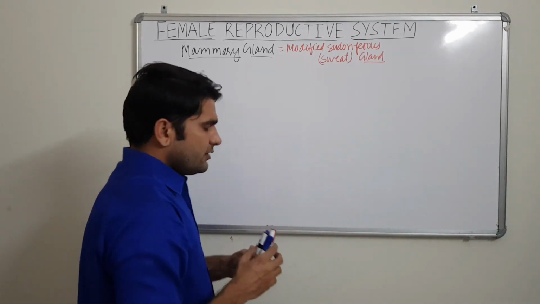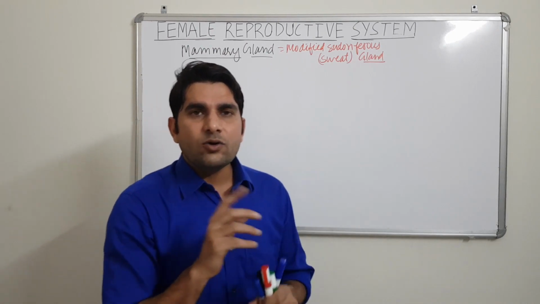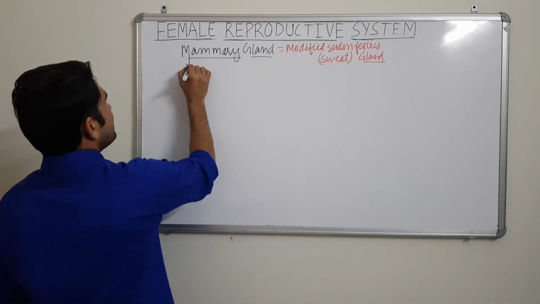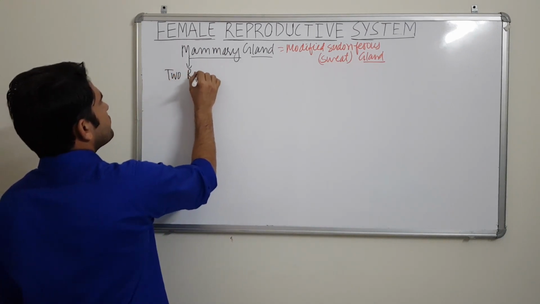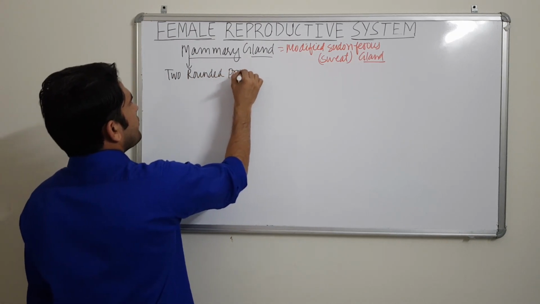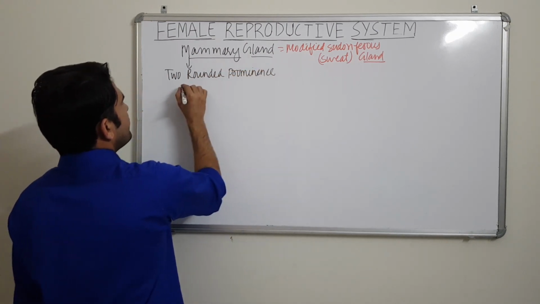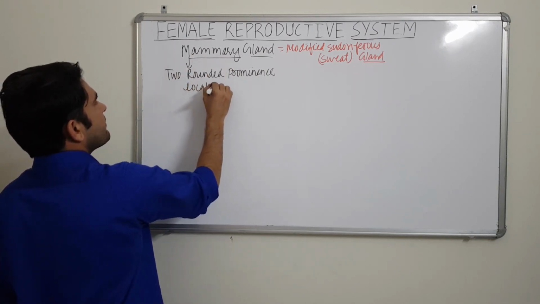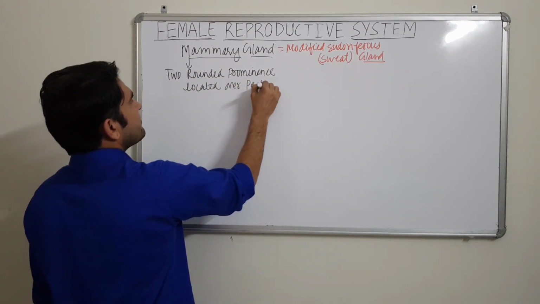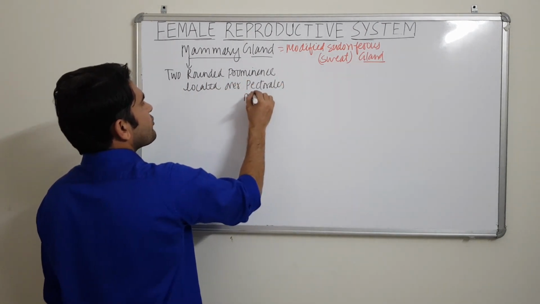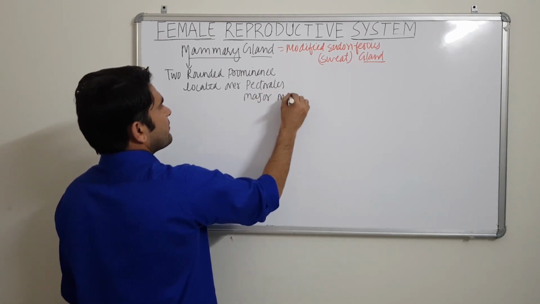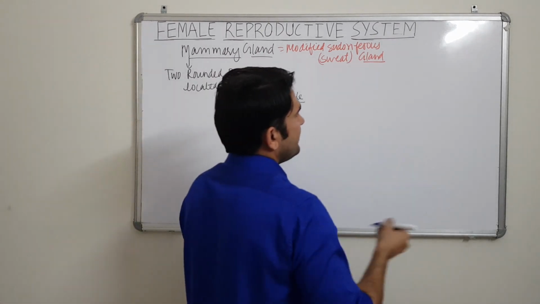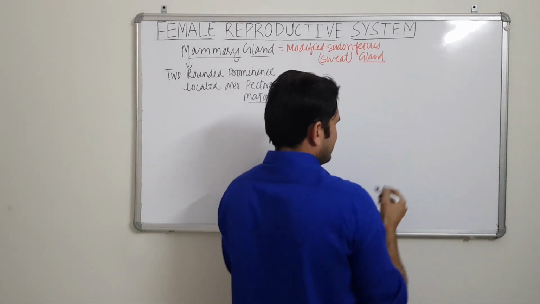By definition, these are two round prominences present over the pectoralis major muscle. So by definition, mammary glands are two rounded prominences, two rounded structures, located over the pectoralis major muscle of the chest. Let me make a diagram here, and I will be telling you what is pectoralis major muscle.